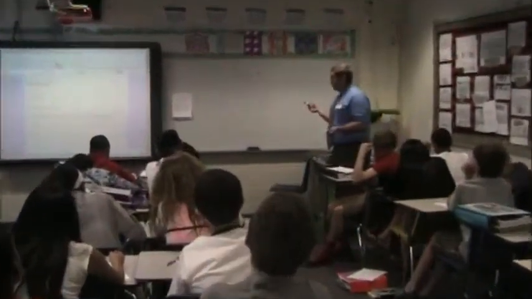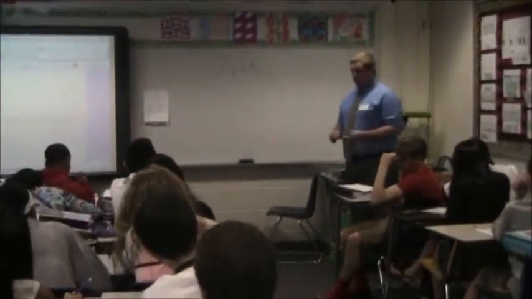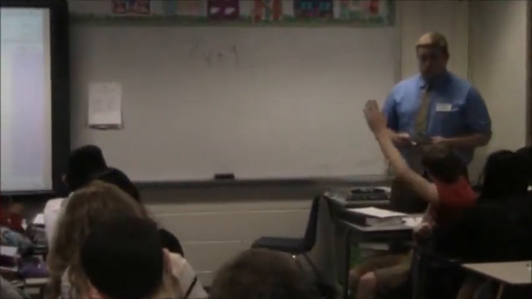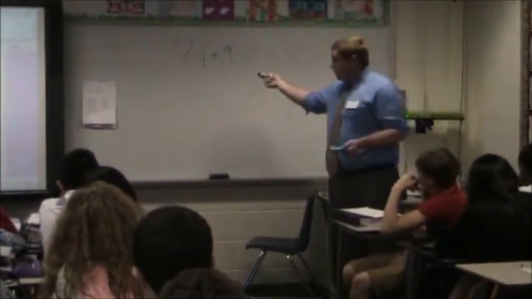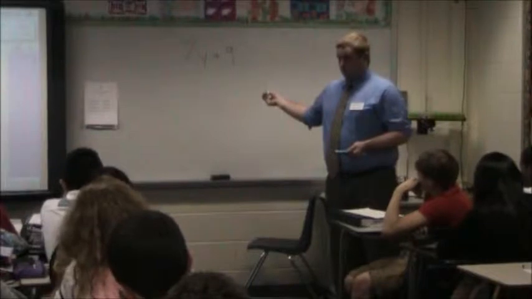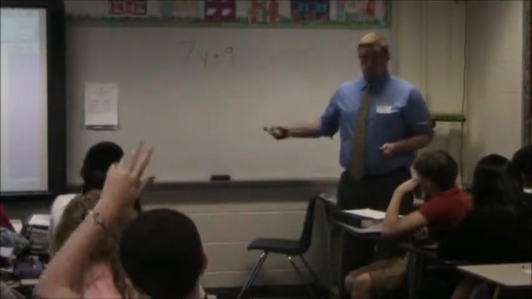We're going to divide each number by 1, right? And what do we get? 7y plus 9. So it's the same thing. So this is written in factored form. Understood? Okay. Yes, sir.